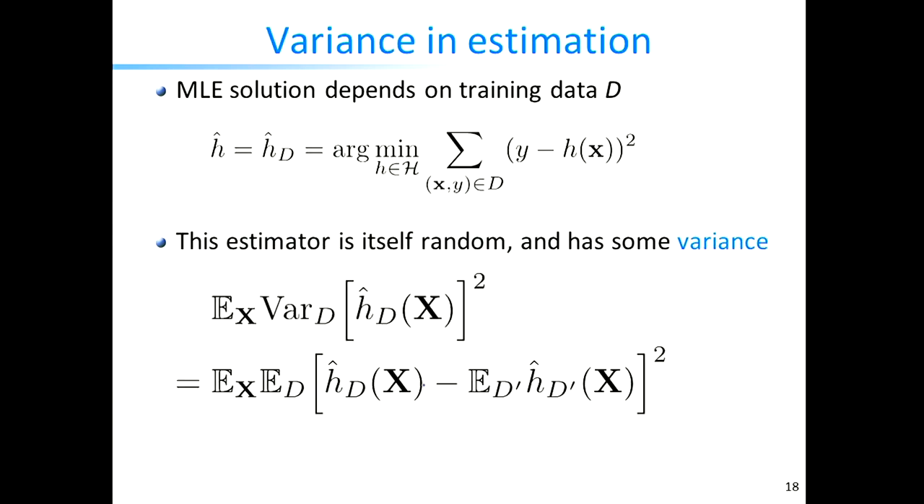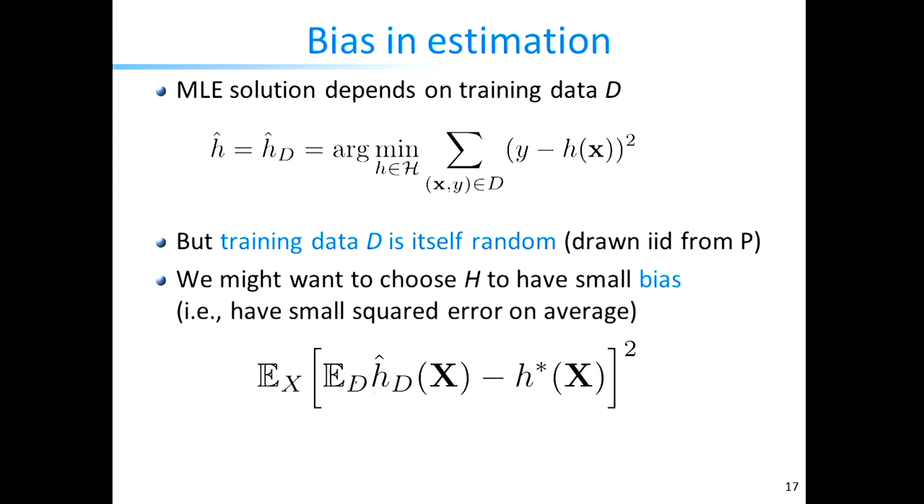Now, the variance in the estimation stems from the fact that for a particular random realization of your data set, your prediction might differ from the expectation of your predictor, the expected prediction you would get on a randomly drawn data set, right? So this here is the same quantity that we had before, right?